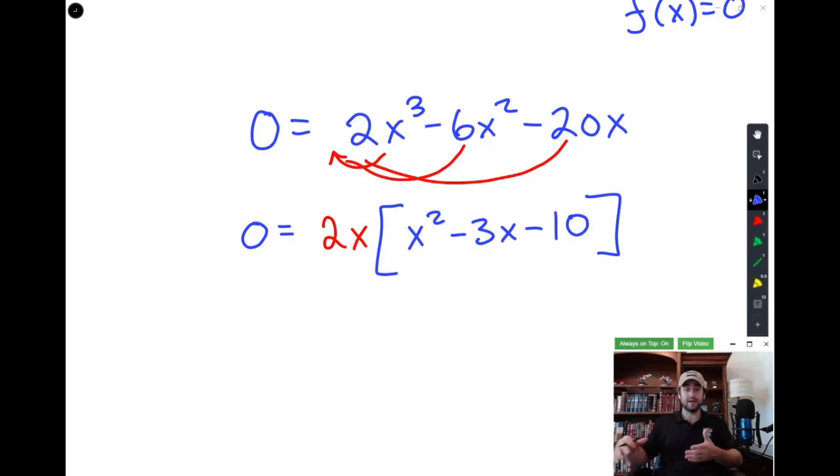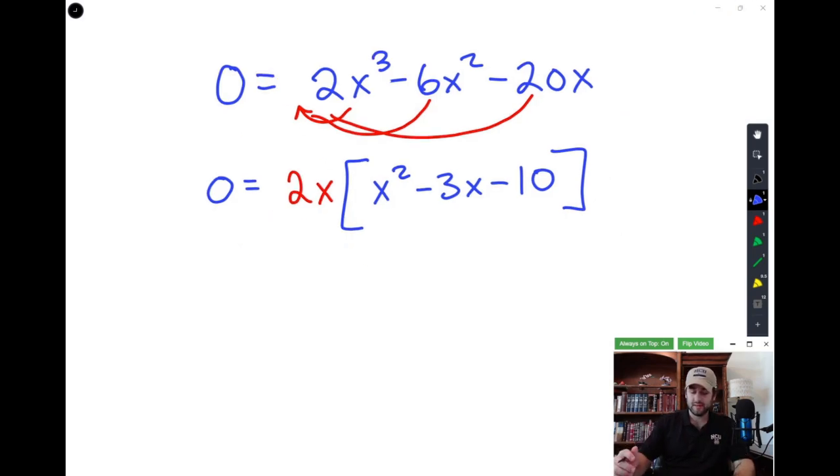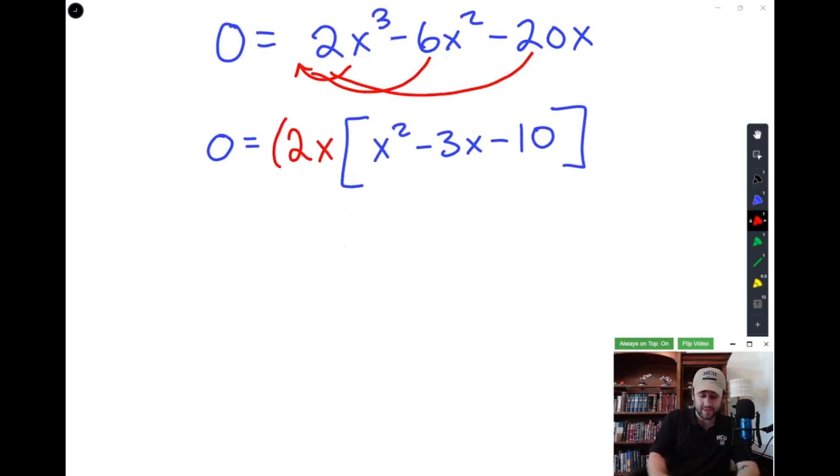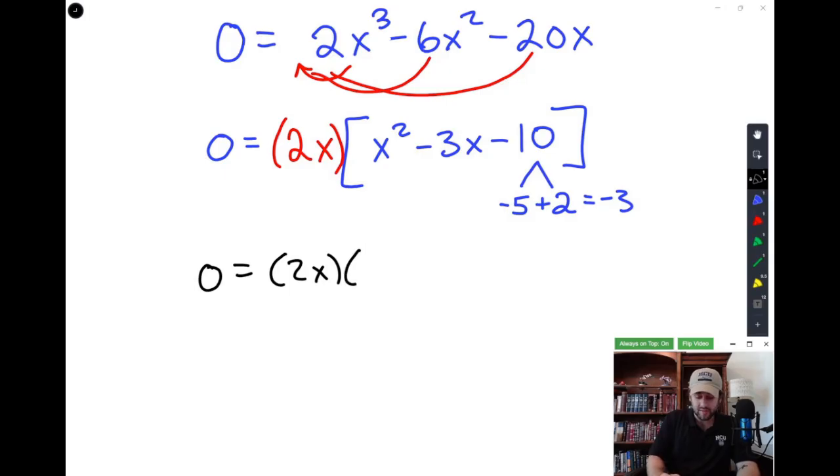Redistribute it to check and see if you're right. 2x times x squared is 2x cubed. So the first one's right. 2x times negative 3x is negative 6x squared. So the second one's right. And 2x times negative 10 is negative 20x. And so the third one's right. And so we have one of our factors right here in red, and we're going to get the other 2 by factoring the blue, which would be negative 5 and 2 add up to give you negative 3. And so we have 0 equals 2x times x minus 5 times x plus 2.